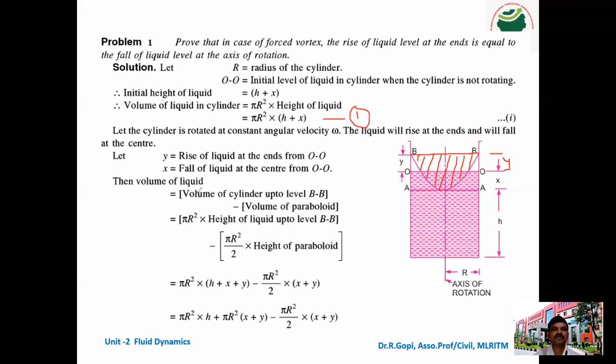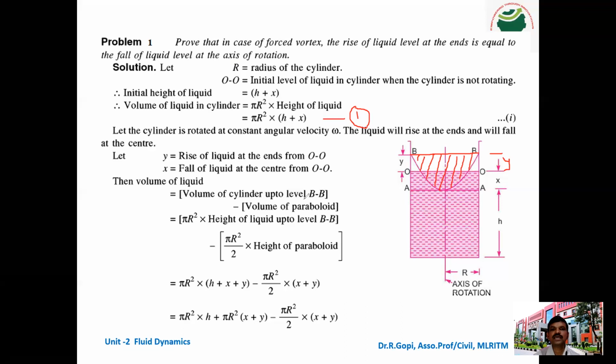So what is the equation? Volume of cylinder up to level B, minus volume of the paraboloid. So initially we have to take the volume up to this BB level, minus this paraboloid. So next, write down the formula.